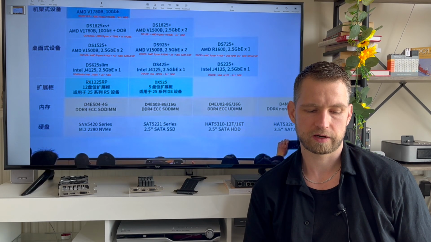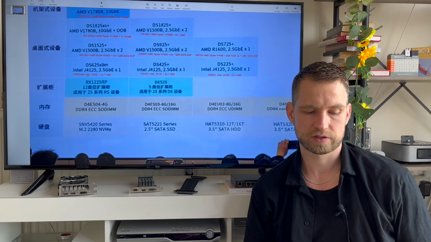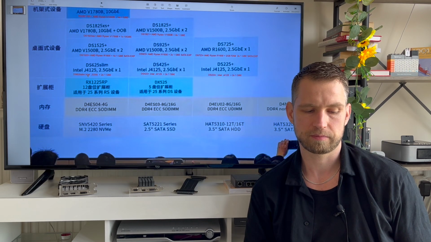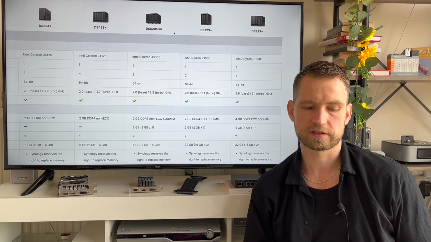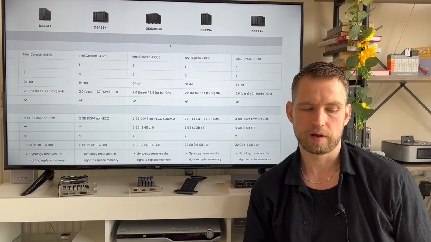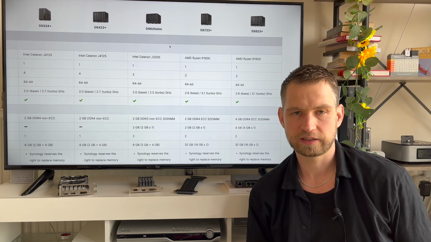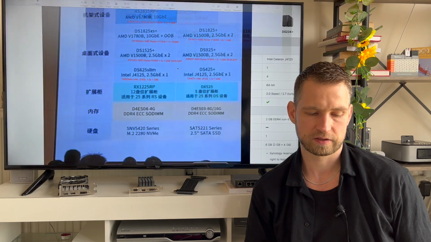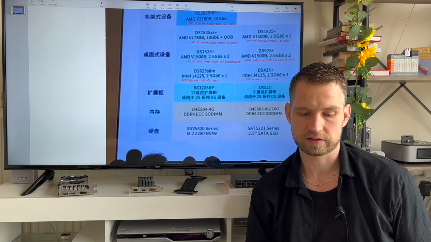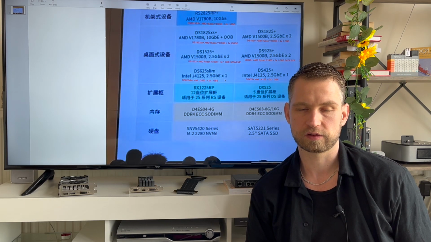Okay, let's move on to their multimedia friendly range. So that's the DS625slim. That's a long overdue NAS replacement. Their DS620slim is more than 5 years old and it needed an upgrade. So they did. They replaced their J3000 series with the J4000 series. So that's good. You can now handle 4K.